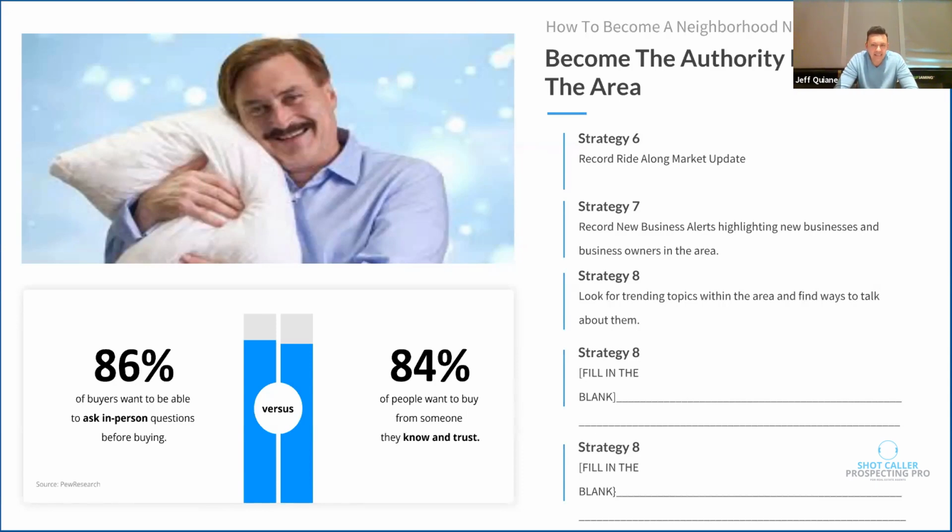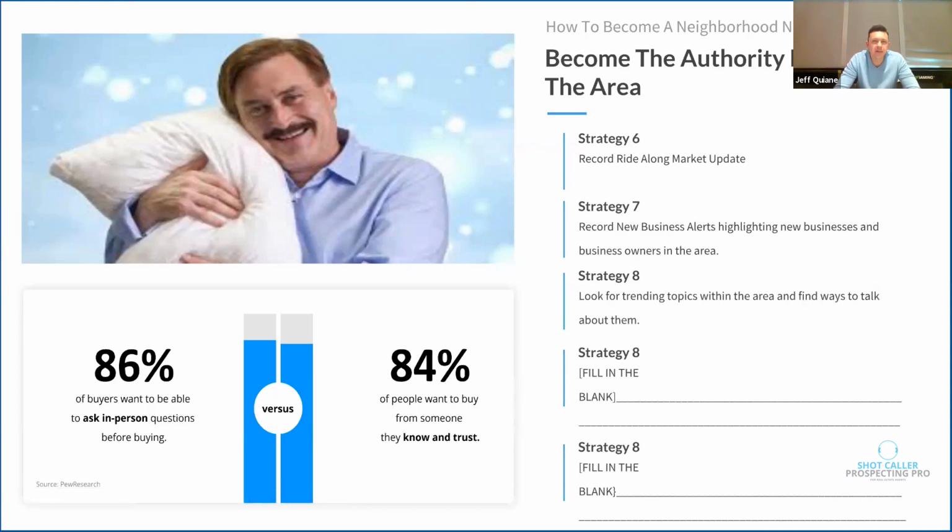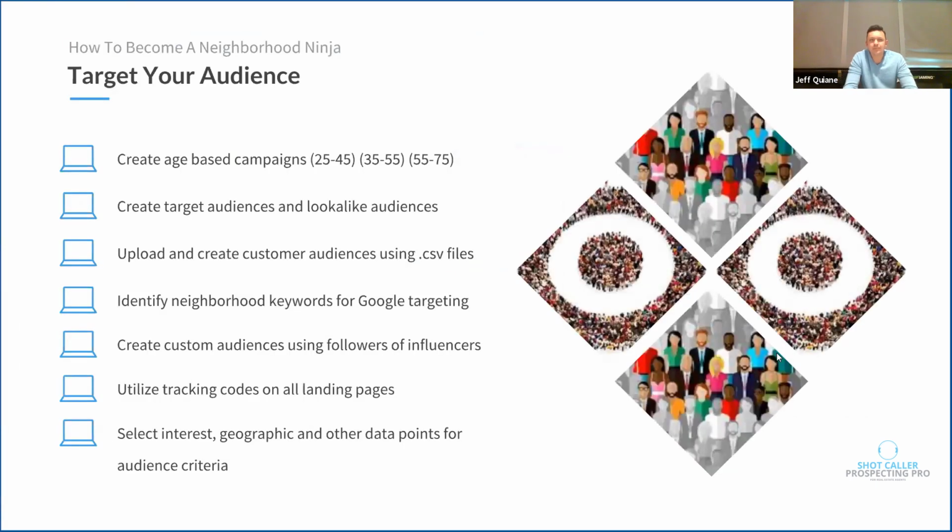So strategy number 8 would be look for the trending topics within the area and find ways to talk about them. Right? Nothing real complex about that. Find the trending topics that are within your particular target area and find ways to talk about them. And then strategy 9 and 10, which should be here. I was trying to get these slides done in a hurry as I was stepping out of a meeting, so I'll fix that. But the goal there is for you to fill in the blank. And print these out as a lot of you do, fill in the blank and come up with 2 other strategies on your own.